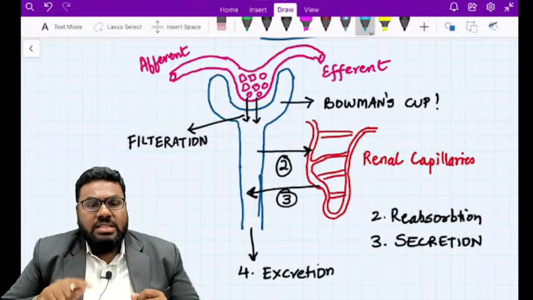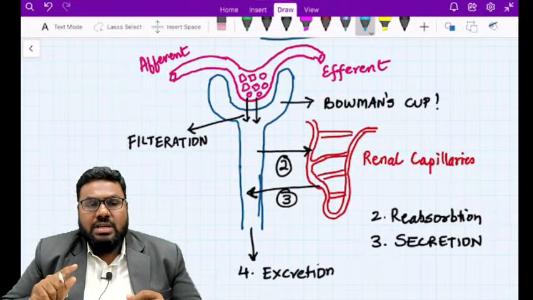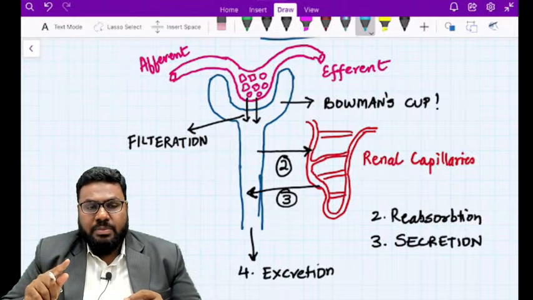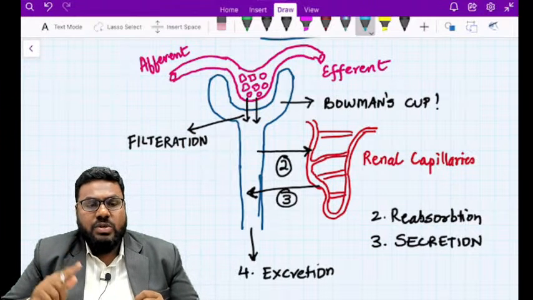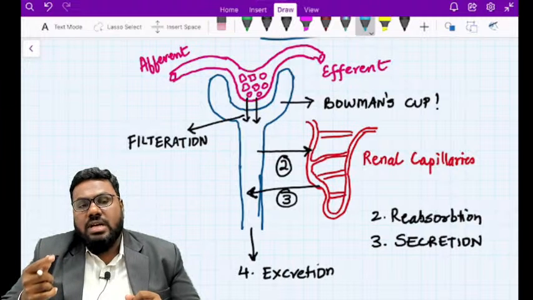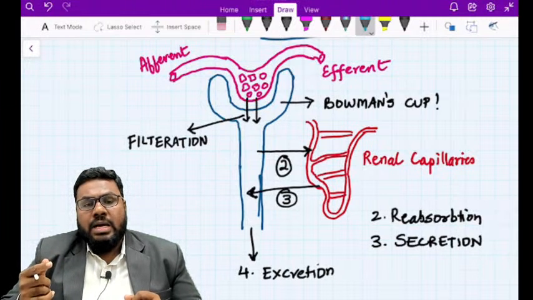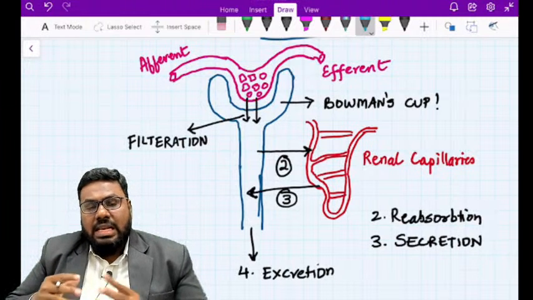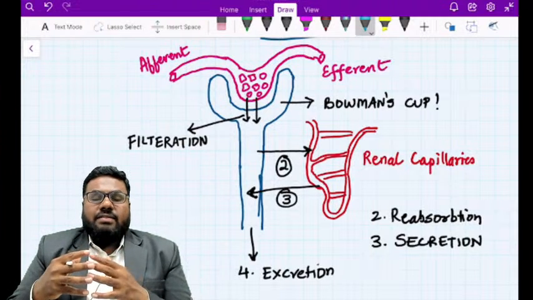As in my last class I told you, the first amount of fluid that is filtered into the Bowman's cup resembles plasma. Later on, a lot of changes occur actively and passively.